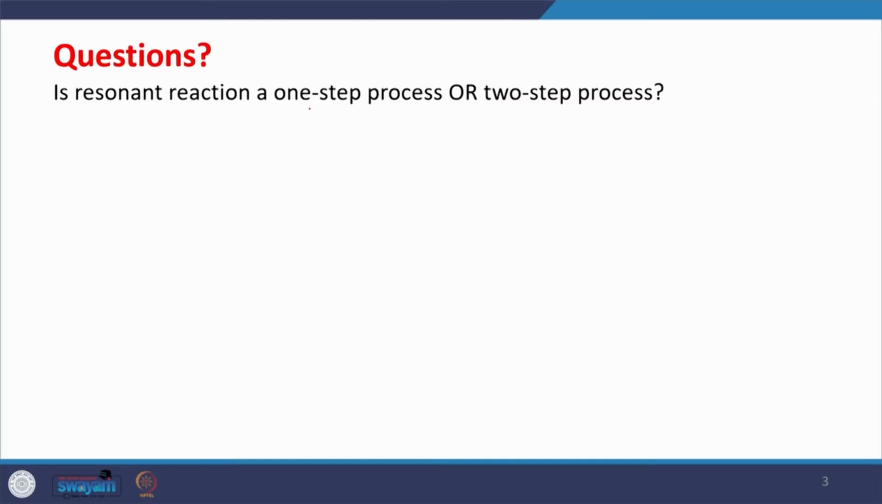Is a resonant reaction a one-step process like a non-resonant reaction, or a two-step process? In a one-step process, as in a non-resonant reaction, the Q value is involved, and the projectile goes directly into the final nucleus.